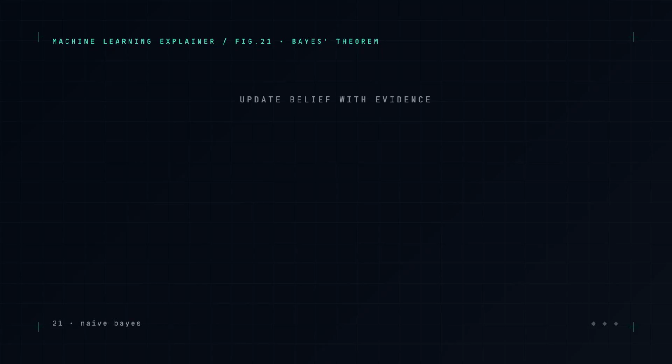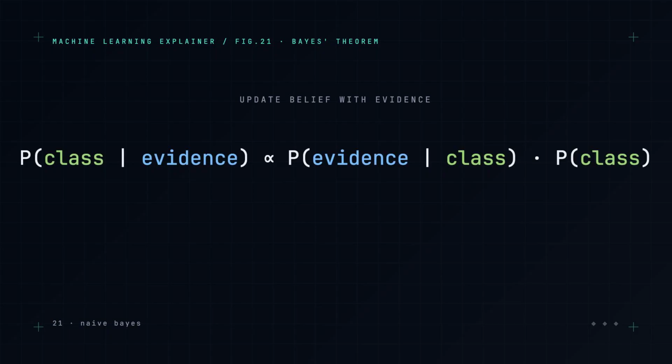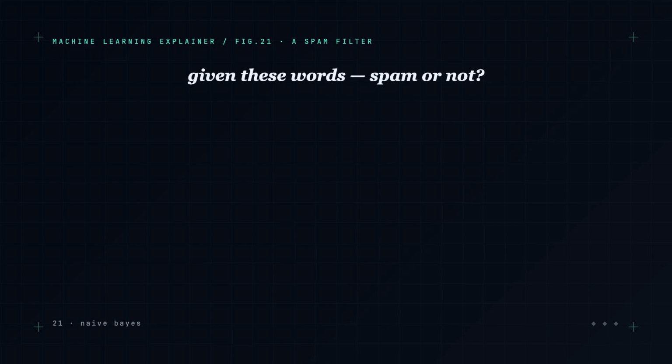At its heart is Bayes' theorem, the rule for updating belief with evidence. We want the probability of a class given what we observe. Bayes flips it into things we can actually count from data: how likely the evidence is under each class, times how common that class is to begin with. Belief, updated by evidence. Make it concrete with a spam filter.